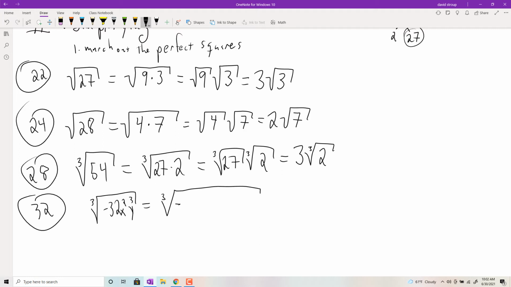So 32 is the same thing as negative 8 times 4, where negative 8 is a perfect cube. The x squared, I can't really do anything with that, but y cubed is a perfect cube, so I'm going to be able to factor that out. Okay, so let me rewrite it, putting the perfect cubes up front now in anticipation of giving them their marching orders.